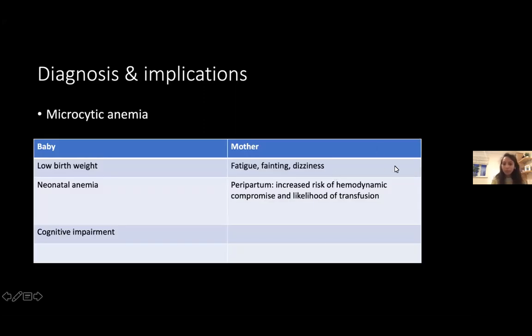So these are the implications of that. So for the baby, it can be really low birth weight. They can have neonatal anemia and also cognitive impairment. And for the mother, normal things like fatigue, fainting, and dizziness, but also peripartum, there's an increased risk of hemodynamic compromise. And so she might need more transfusions. So something to be aware of. Really good.